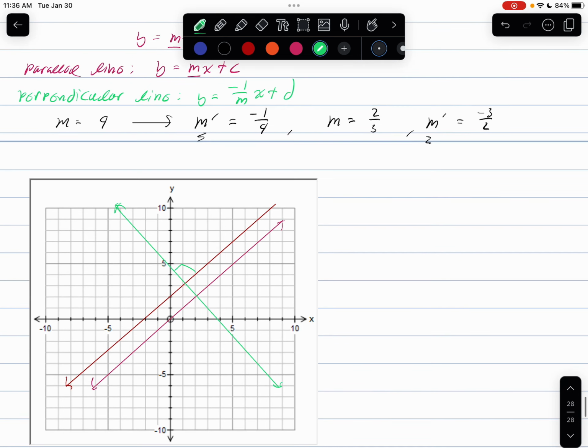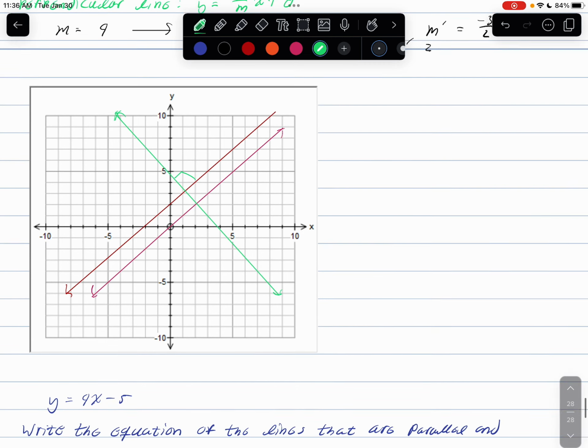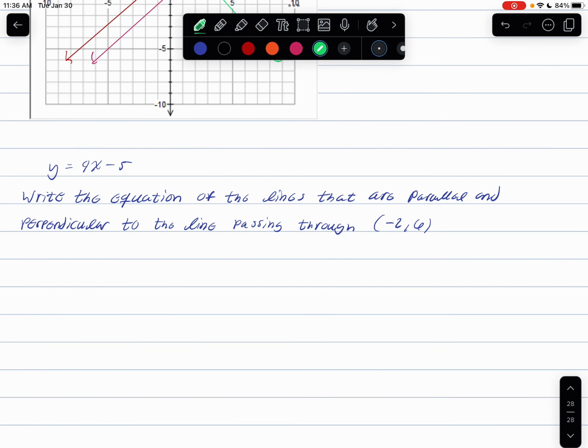So that's a little bit about what parallel and perpendicular lines are. Now let's see if we can find equations of parallel and perpendicular lines given a line, okay? So in this case, we have y equals 9x minus 5, and we want to write the equation of a line that is both parallel and perpendicular separately to the line that is passing through the point negative 2, 6. So let's start by finding the parallel line here.